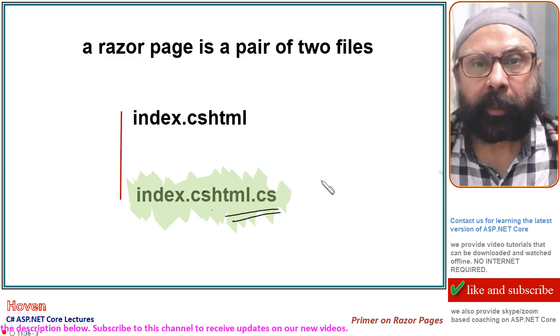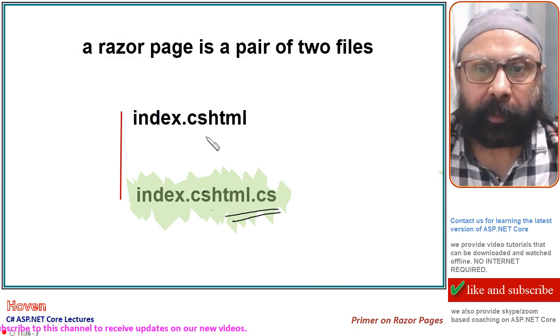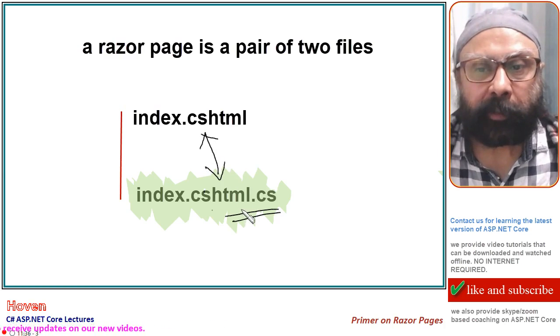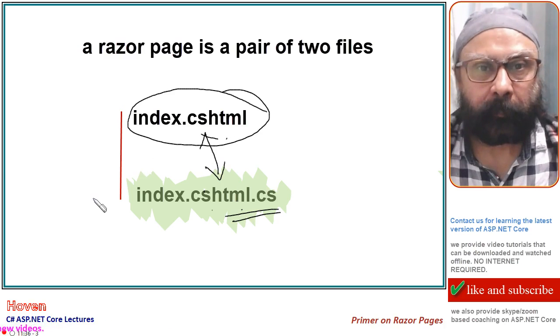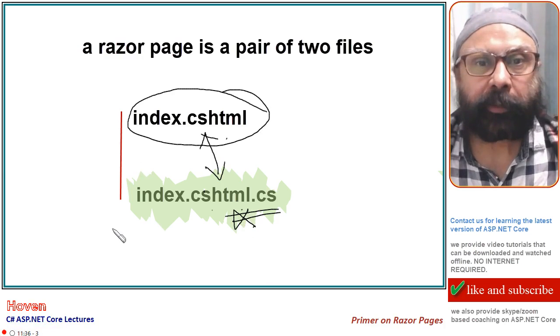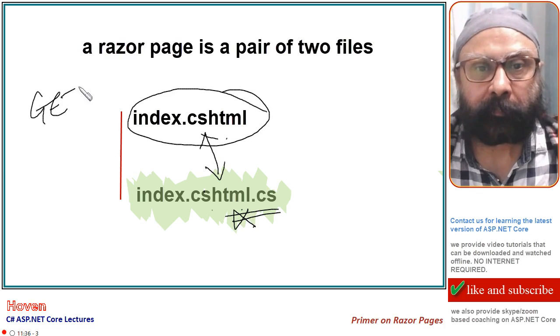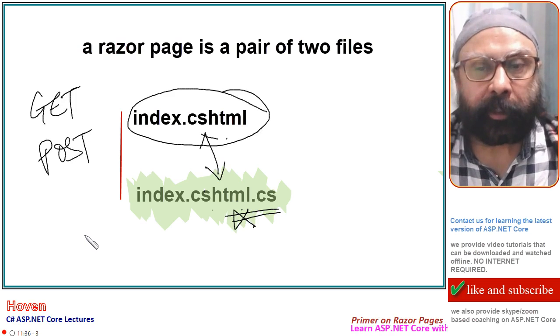This file contains a C#.NET class that acts as a companion to this page. The class in this file is a companion to this CSHTML page. The class here will handle page requests like get request, post request, and other page related events.